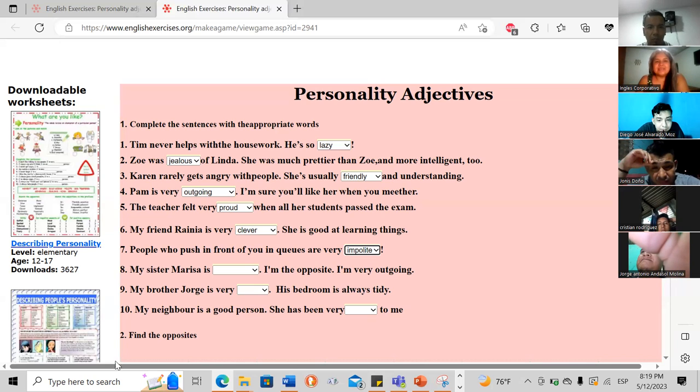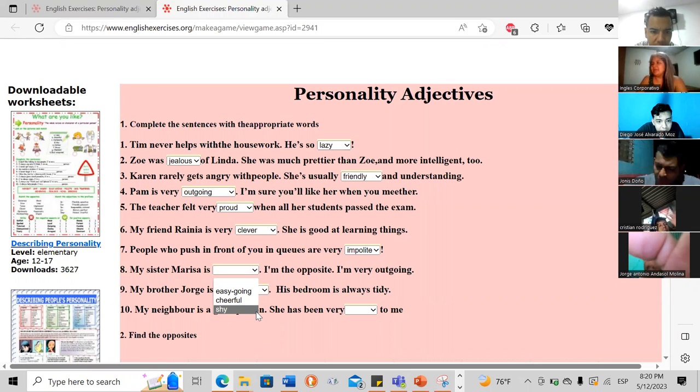Okay. My sister Marisa is easygoing, cheerful, or shy. I am opposite. I'm very outgoing. Easygoing. Vaya, si ella es extrovertida, ella es opuesta, dice. ¿Cómo sería la otra? Introvertida. Shy es tímida. Tímida es lo contrario. Okay, porque la otra es extrovertida. Lo contrario de shy sería eso.